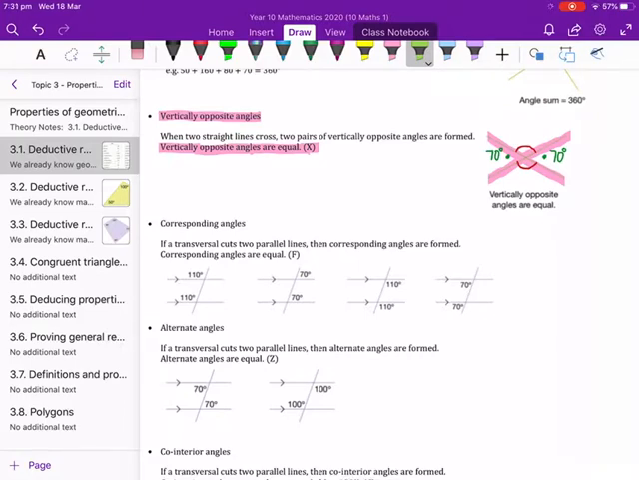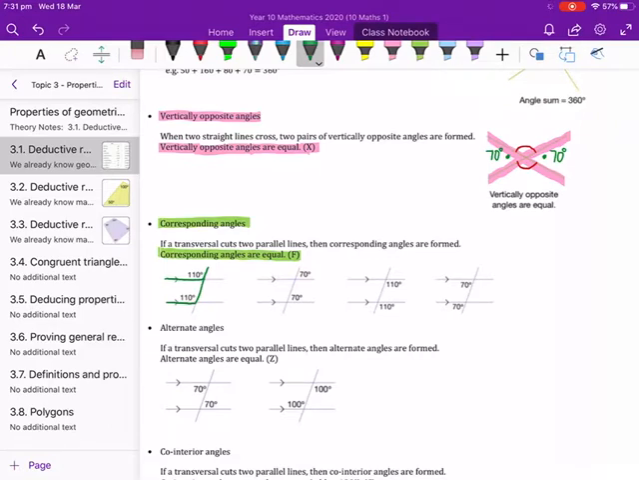The first one is corresponding angles. So if a transversal cuts two parallel lines, then corresponding angles are formed. And corresponding angles are equal, and they create an F shape. So how we show this is if we go around our first angle over here of 110 and our second angle that we're given of 110, we make an F shape.